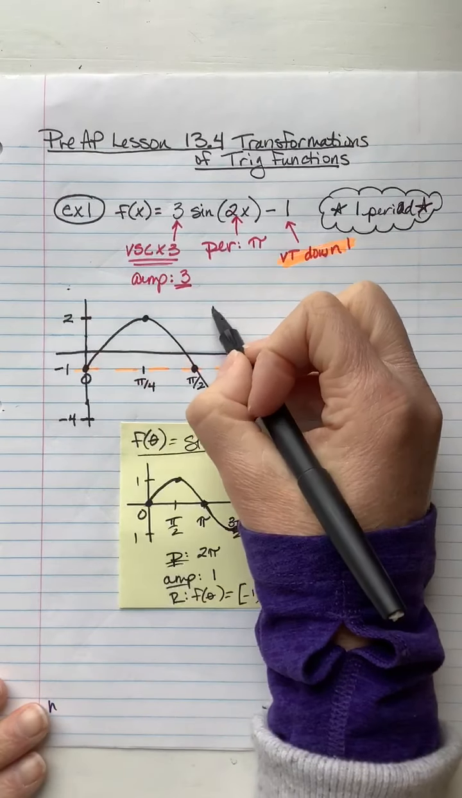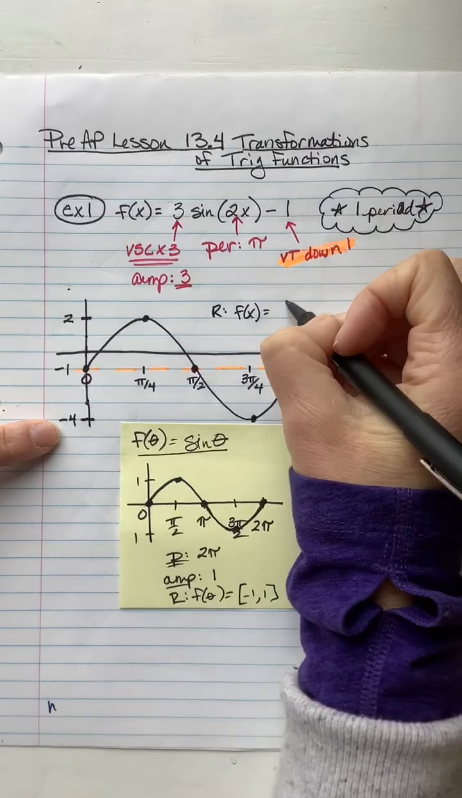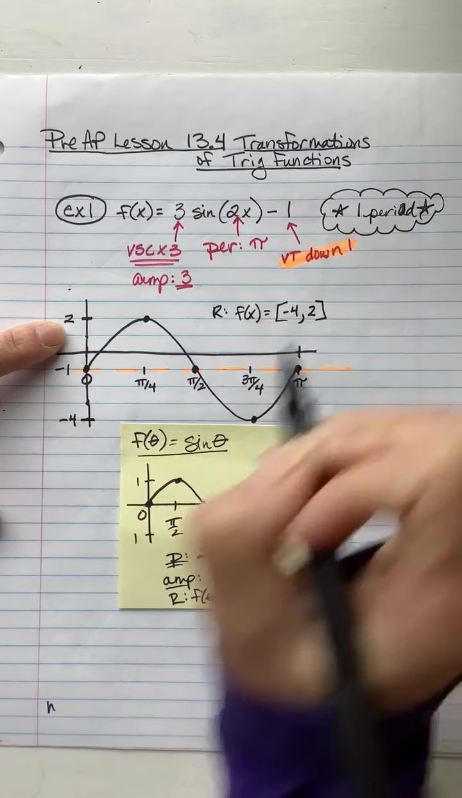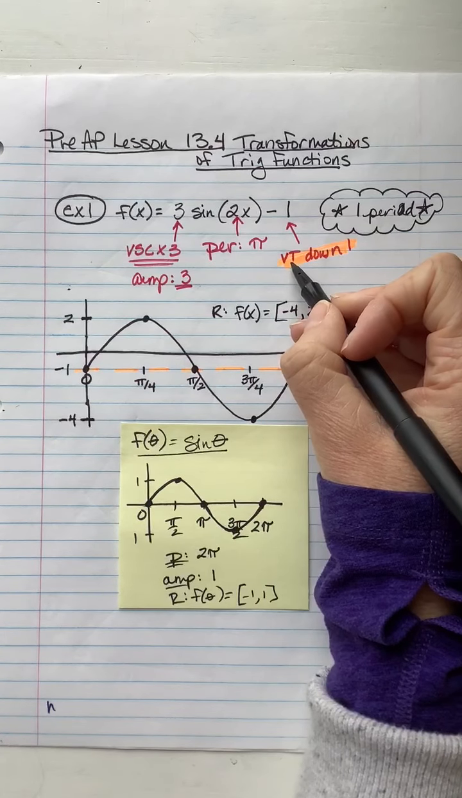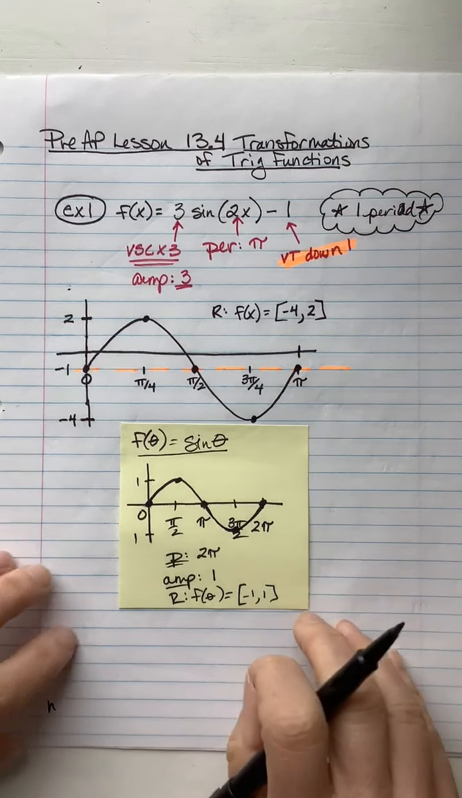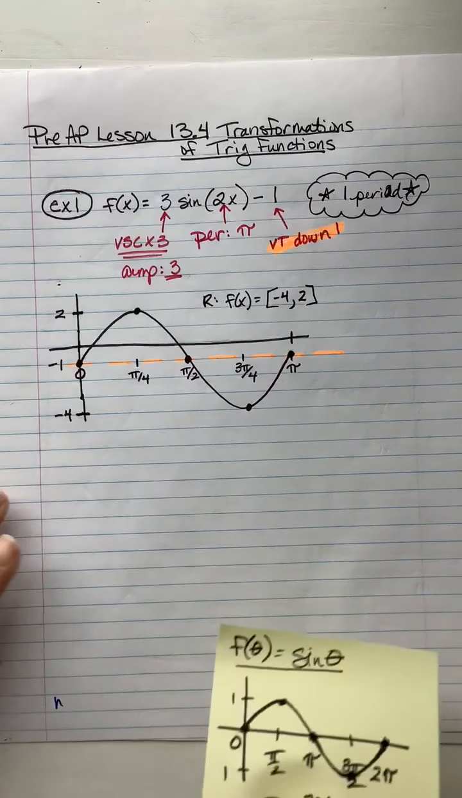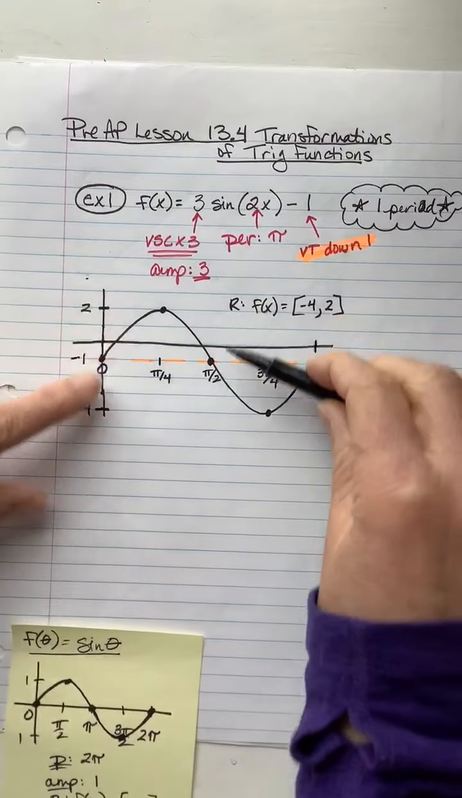Let's look at our range a little bit. Our range for f of x is going to exist from -4 all the way up until 2. Kind of cool. This vertical translation is also called a vertical shift. So that's one thing that you might see, that midline moving up and down. Midlines are usually kind of not a big deal. That would be a vertical shift.